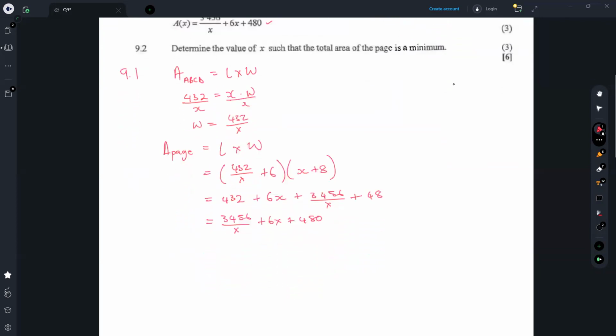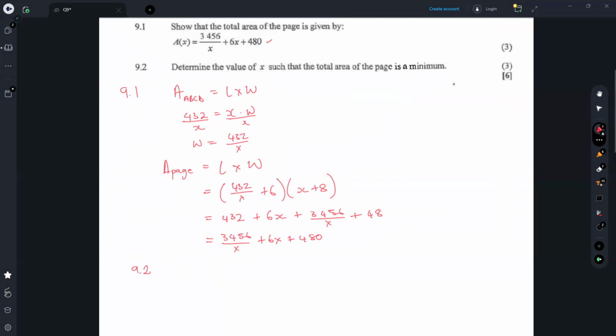So we have shown. Okay. And now let's see on 9.2 here. Now in 9.2, they're saying determine the value of X such that the total area of the page is a minimum. Okay. So now in this case, I want you to think of functions. I would like you to think in terms of functions.